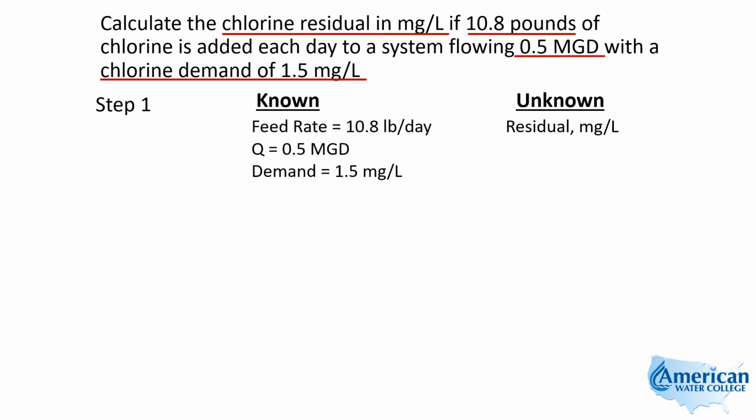Now, since we're looking for the residual and they gave us the demand, one formula we're going to have to use is our residual formula. So our residual equals the dose minus the demand. Now they gave us the demand. We have the information to calculate the dose, and then ultimately we're trying to find the residual. So what formula do we use to get the dose using pounds per day and our flow rate of 0.5 mgd?